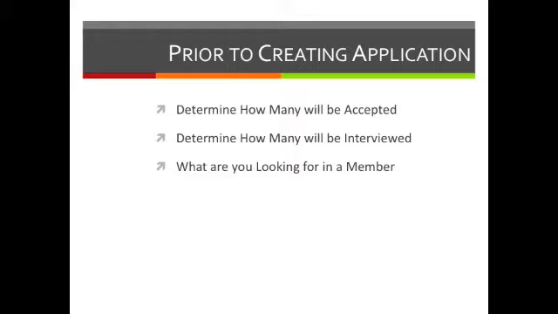For those of you creating your own application, you have a couple questions you need to think about before going forward. You need to determine how many people are you going to take, how many people get interviews, and most importantly, what are you looking for in a member. We will talk about assessment of the member position in a moment.